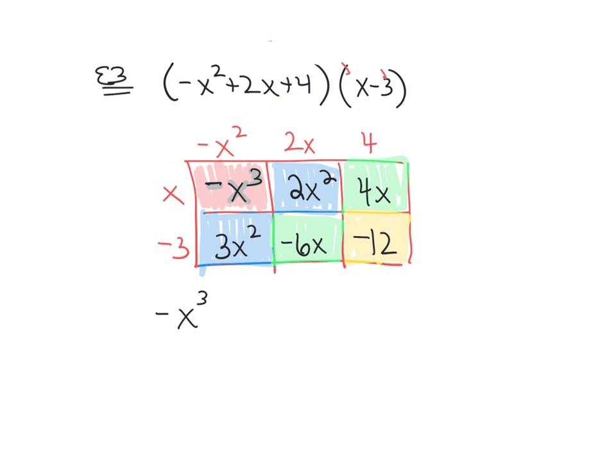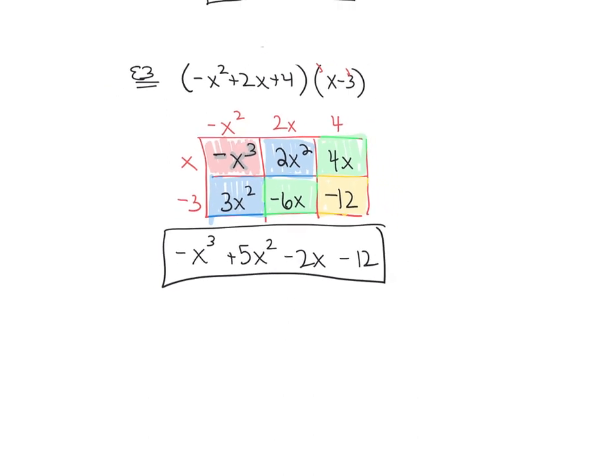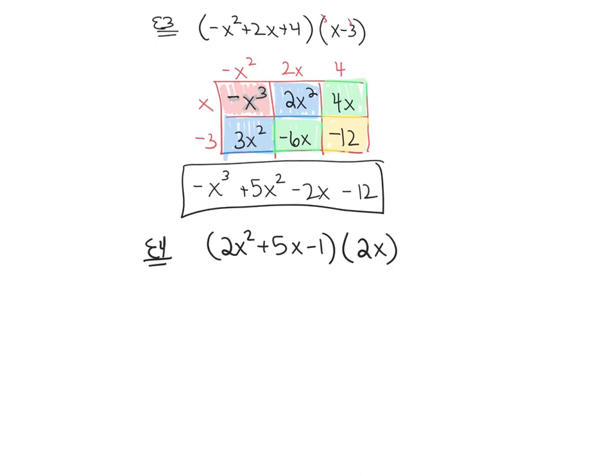So we have 3x squared plus 2x squared. What's in green are like terms. We have negative 6x plus 4x. And then we have your yellow. And that's the product of that trinomial with a binomial. You can use that also if you're doing, let's say, a trinomial with even a monomial. Let's just do 2x.